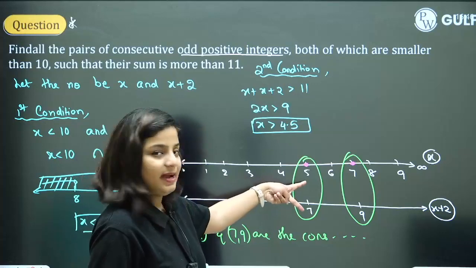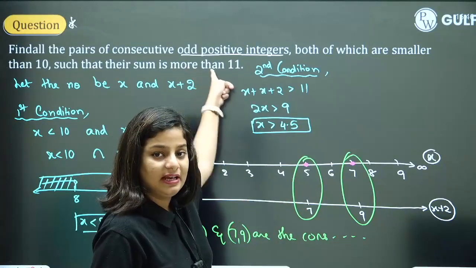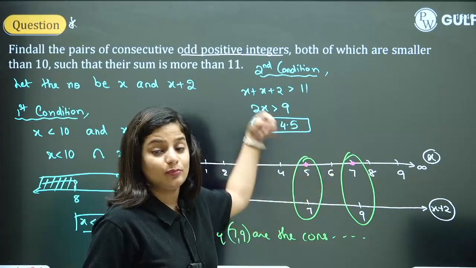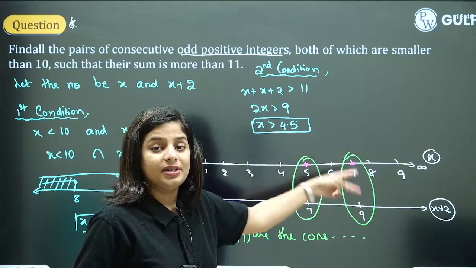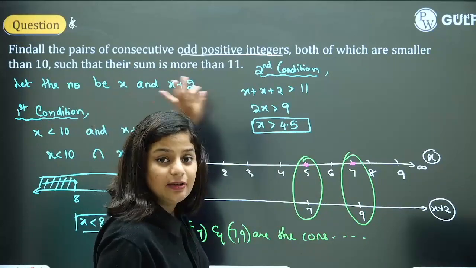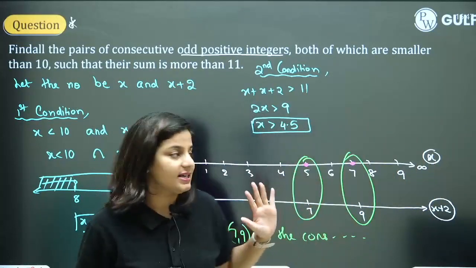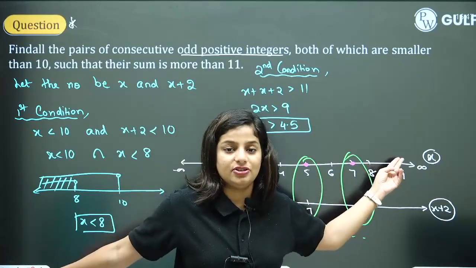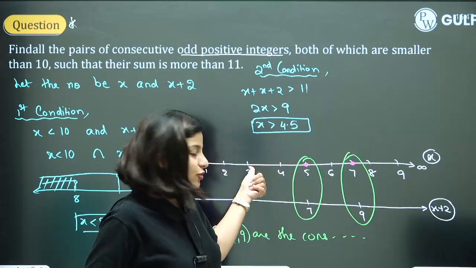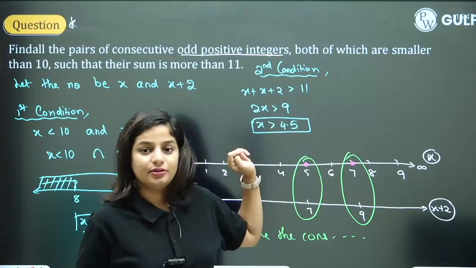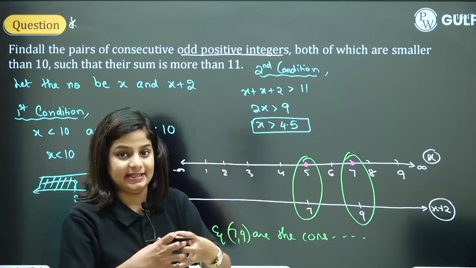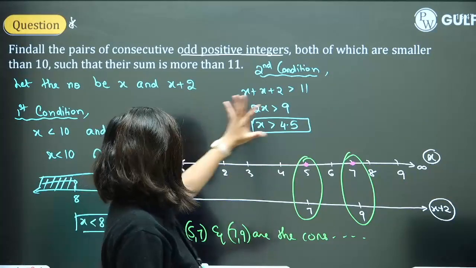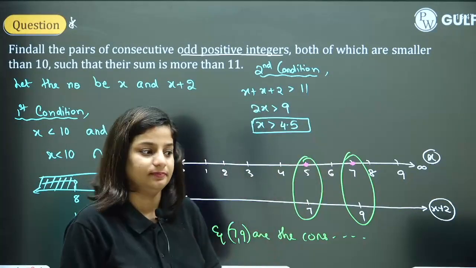Can you see 5 plus 7 is 12, more than 11. 7 plus 9 is more than 11. Both the numbers are individually less than 10. Both the conditions are very well satisfied. We will not take the next odd number because of this condition. We will not take the previous odd number because of this condition. When there is more than one condition, you take the intersection.